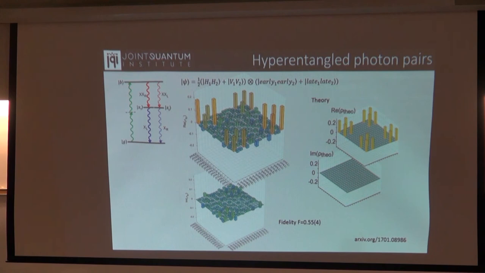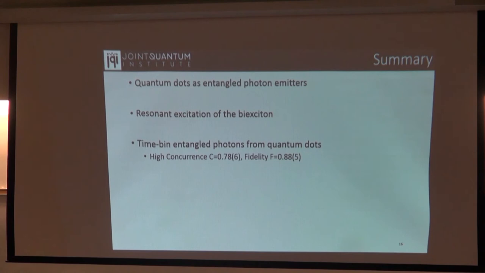And with this, I want to summarize. I showed you that quantum dots can be used as sources of entangled photon pairs. I showed you how to resonantly excite the biexciton state. And I showed you our time-bin entangled photons with high concurrence and fidelity.